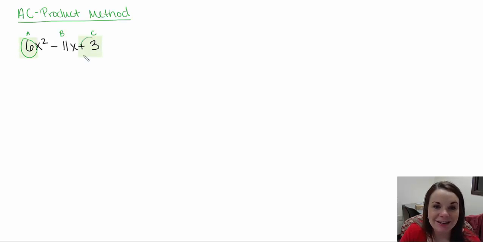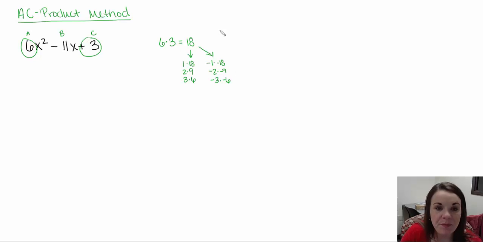We take our A and our C term, hence the name AC product method, and we find the product of them. Well, 6 times 3 gives us 18. Then my second step is to find factors of 18. So for instance, 1 and 18, 2 and 9, or 3 and 6. But remember, it could also be negative 1, negative 18, negative 2 and negative 9, or negative 3, negative 6.